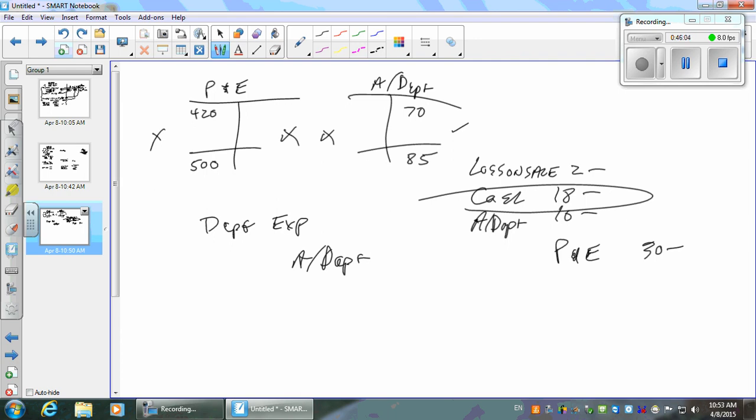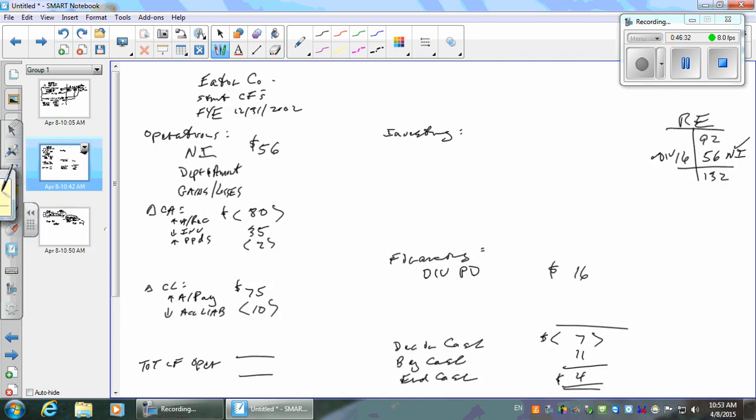What else do I want to put on my statement? I want to show this change of 20, because I got 30 coming out of here and 10 coming out of here. What's the difference between those two? It's a 20 change, isn't it? Everybody agree? But I only got 18 cash, so what do I need to do? Add back the loss. What's 18 and 2 add up to? 20. It's amazing.